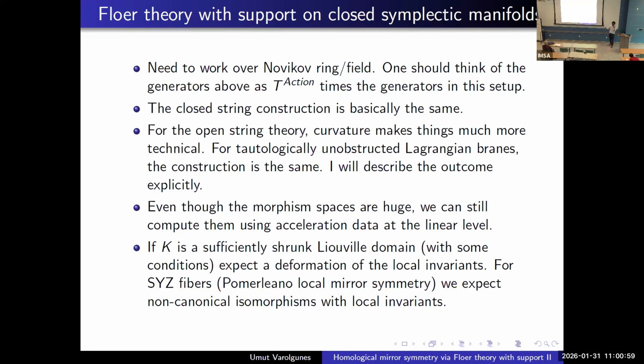You could think that it depends on the choice of an almost complex structure. But if you choose another almost complex structure, then the local invariance doesn't change, while the support invariance might change. In order to make the diagram commute, you need to add a wall crossing isomorphism. Okay, but this is really kind of philosophical.